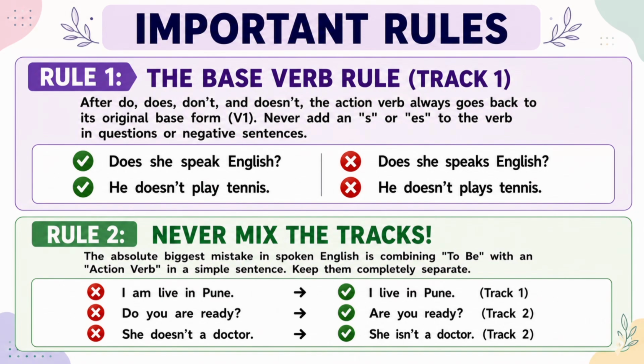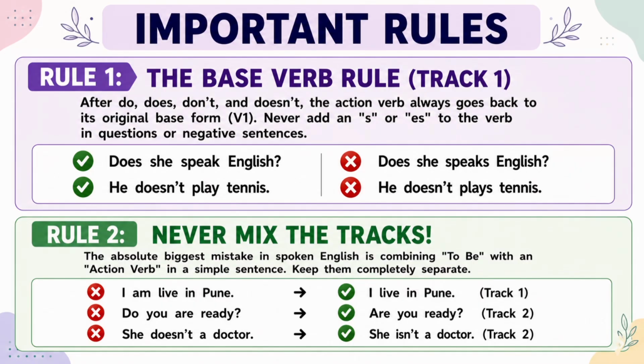So these sentences are correct. Does she speak English? He doesn't play tennis. These sentences are incorrect. Does she speaks English? He doesn't plays tennis. Always remember, after do or does, use only the base form of the verb.